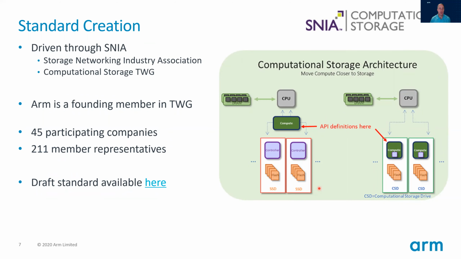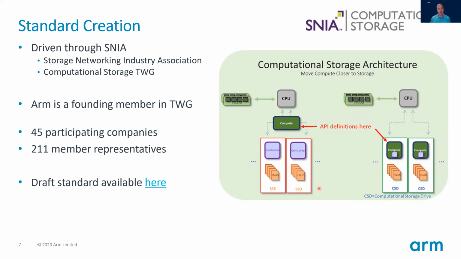So the Storage Networking Industry Association Computational Storage Technical Working Group is working on a standard. This group was formed almost 2 years ago. ARM joined and helped found that organization. There are 45 participating companies today with about 211 representatives. There is a draft standard that's available publicly. You're welcome to go download it and take a look at what's been developed so far.